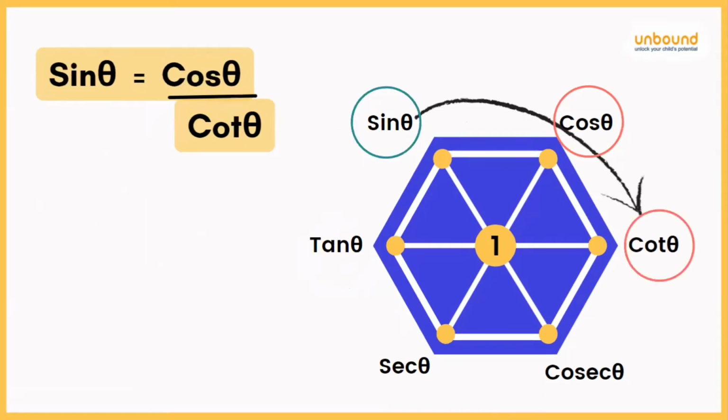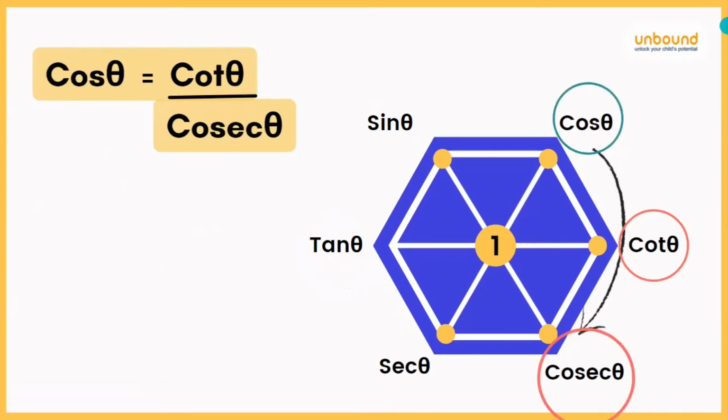Now here is one more possible formula that I have told you. Just like that, here we are going to start with sine theta, and then we are going to take cos theta as the numerator and the cot theta as the denominator. This is not it. You can make so many formulas with that.